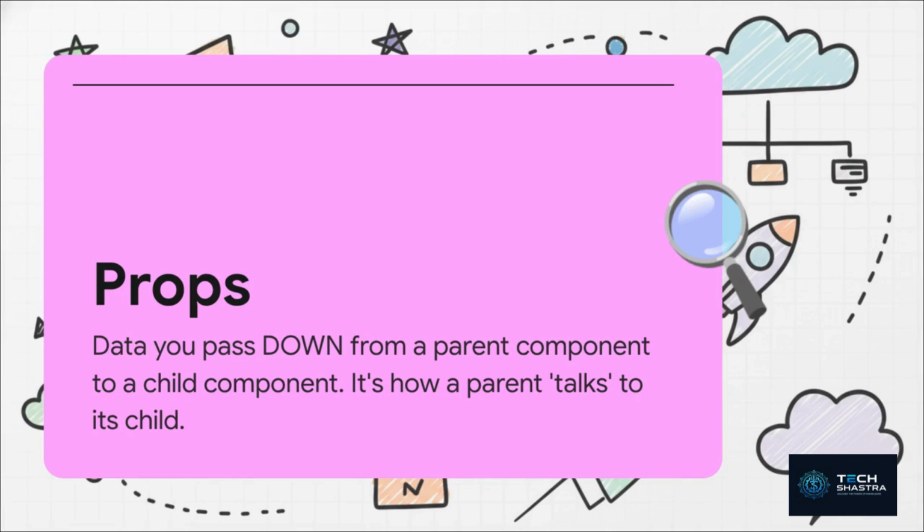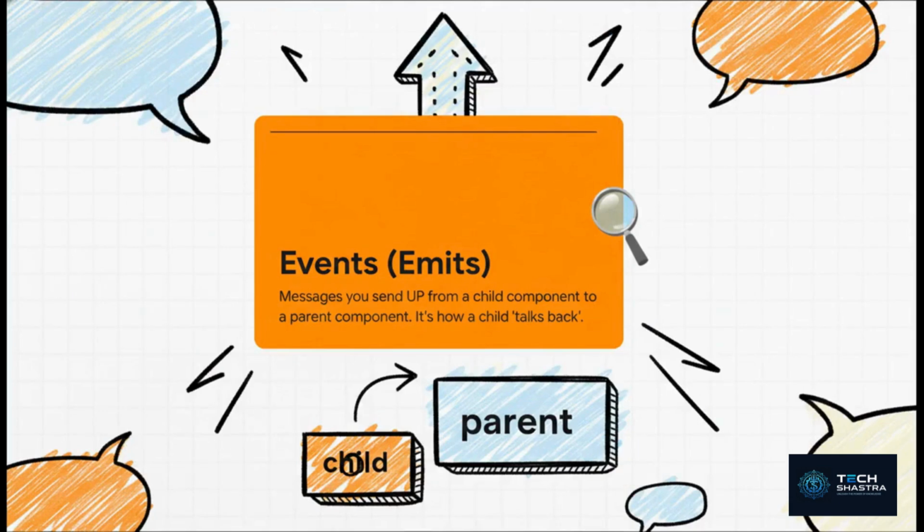Okay, so you have your Lego bricks. How do they talk to each other? Well, the first way is with props. Think of props as information that a parent component passes down to a child component. It's like a user profile component telling a smaller avatar component, hey, here's the image you should display. The parent talks, the child listens. But what if the child needs to talk back, right? That's where events, or what we call emits, come in. A child component can send a message up to its parent. For instance, a like button component can tell its parent, hey, someone just clicked me. And then the parent can decide what to do with that information.